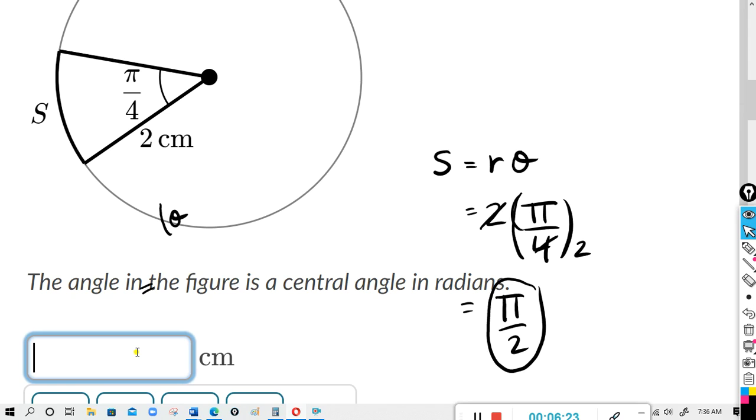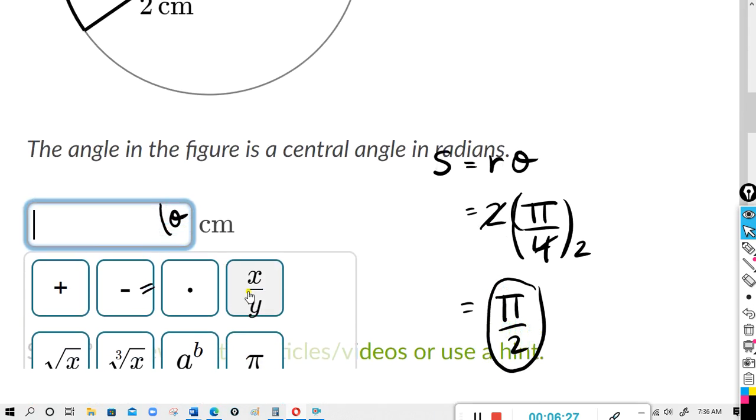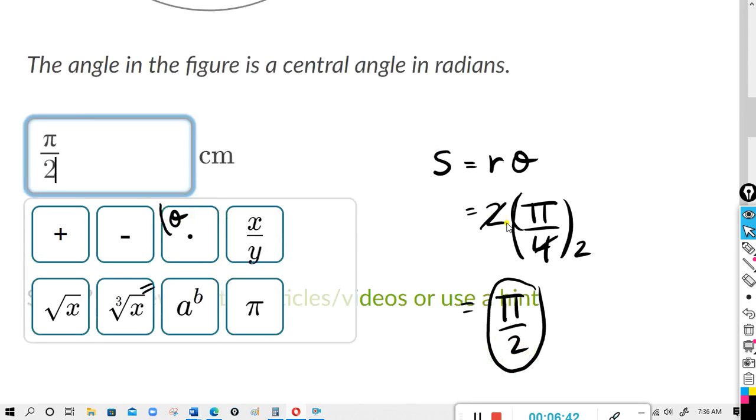Click inside the box, and you can click the pi symbol, or you can just type pi, and it will give you the pi symbol. Also, you can click the fraction, or you can just click slash on your keyboard, and then type the 2 in the denominator. So that's it, pi over 2 centimeters.